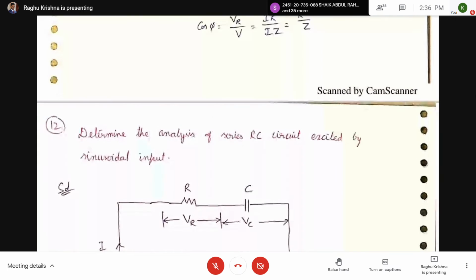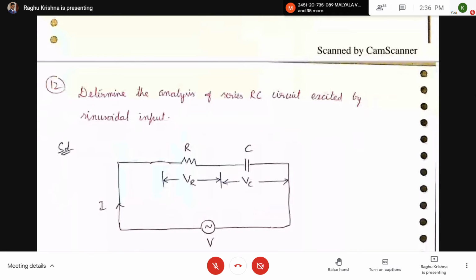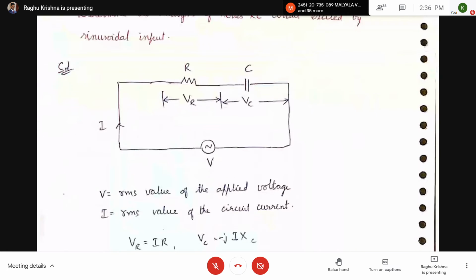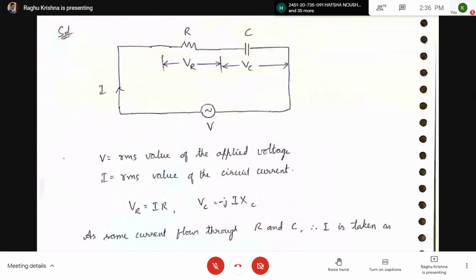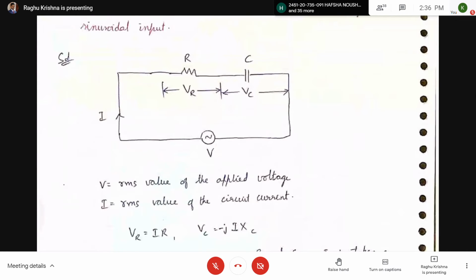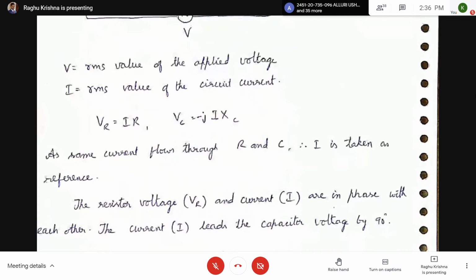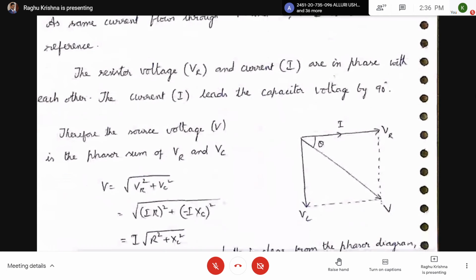So next one is the analysis of series RC circuit. So VR is I into R. What about VC? VC equal to I into impedance. What is the impedance offered by the capacitor? Minus jXC. So finally, you are going to get VC equal to minus j I into XC. Here also, as the same current flows, you are going to take I as the reference.